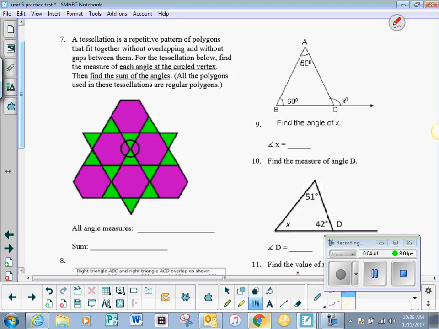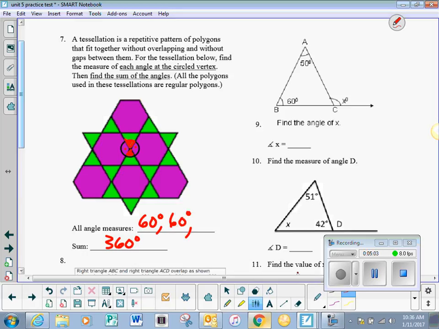Okay, page 2, number 7. Well, first of all, what is the sum of these 4 angles? 360 degrees. Okay? If a corner is part of an equilateral triangle, it's how many degrees? 60. How many of those are there? 2.